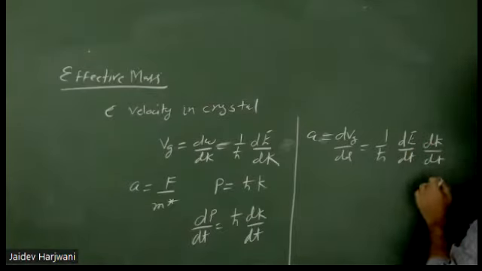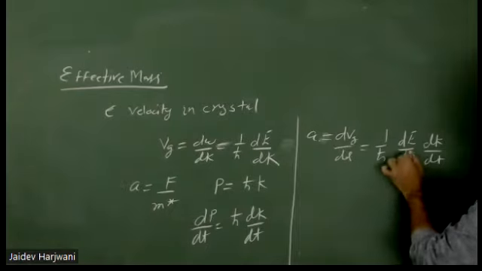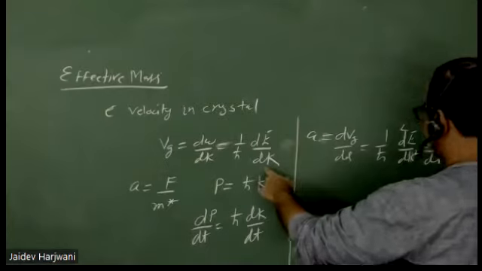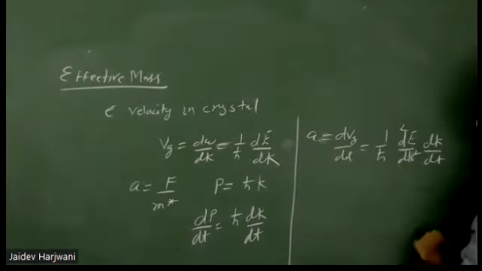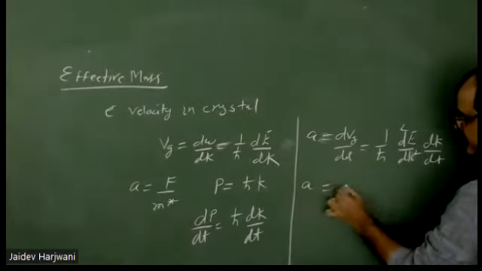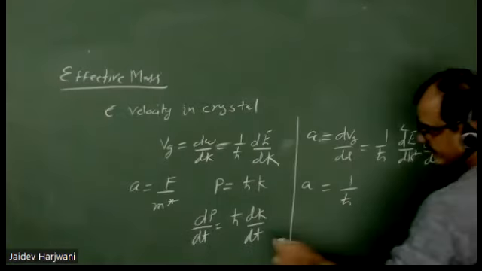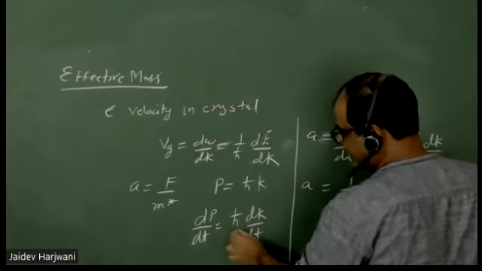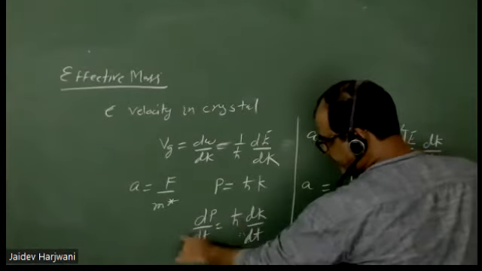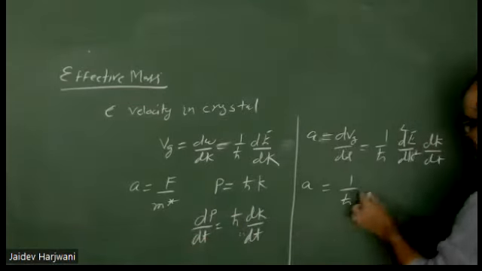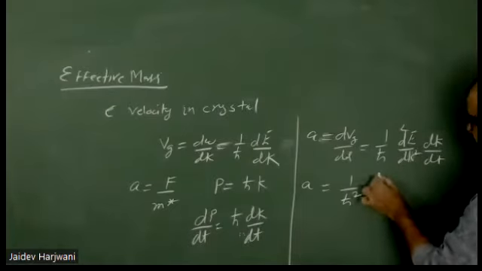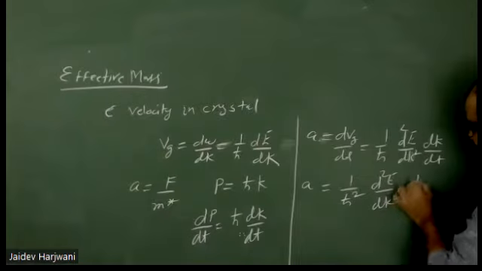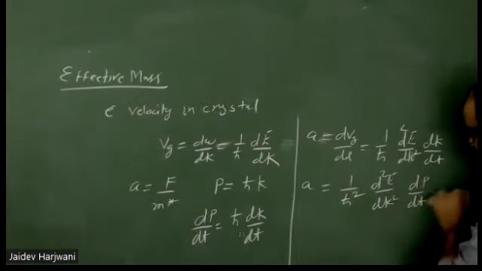Am I right? Correct? Through dt by dq. Now okay? So dk by dt, okay. Now this a will be 1 upon h cut. If I put the value from dk by dt in this expression, that will be 1 upon h cut dp upon dt. So this becomes 1 upon h cut square d2e upon dk square dp upon dt, okay.